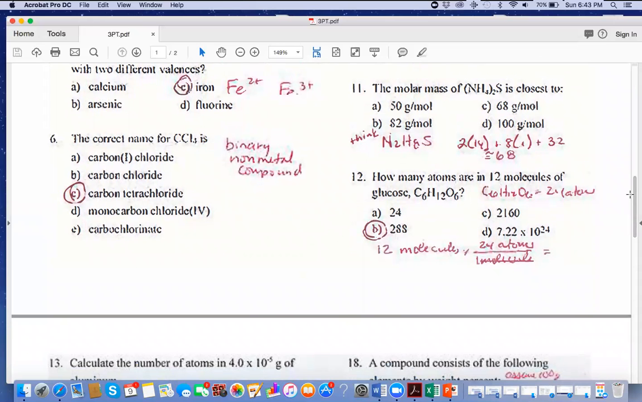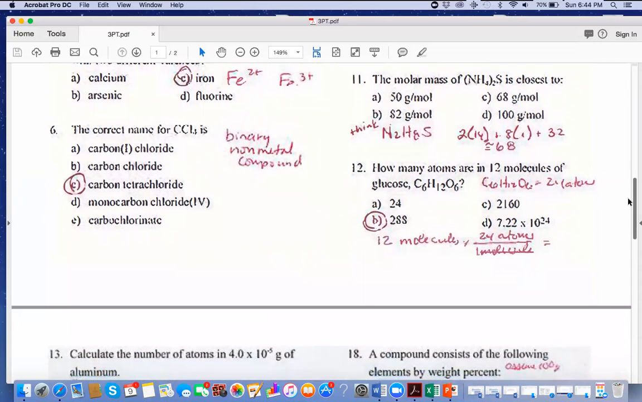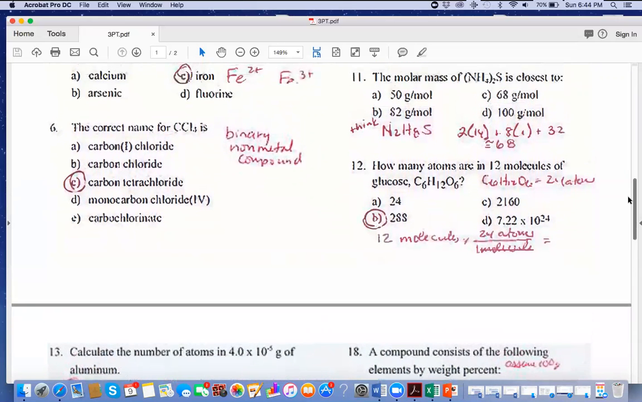Molar mass of (NH4)2S is closest to, think about N2H8S, so somewhere about 68, so that means C. How many atoms are in 12 molecules of glucose? So C6H12O6 is, if I want to think about that, 24 atoms. So if I've got 12 of those, 12 times 24 is 288.